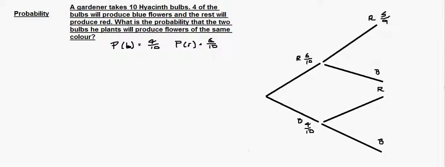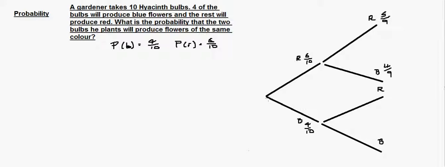Now, if he's chosen a red, he's still got the original 4 blues. So this will also be 4 over 9. Okay, and we can check this. All probabilities must add up to 1. So 5 over 9 plus 4 over 9, 9 over 9. So we know that's 1.